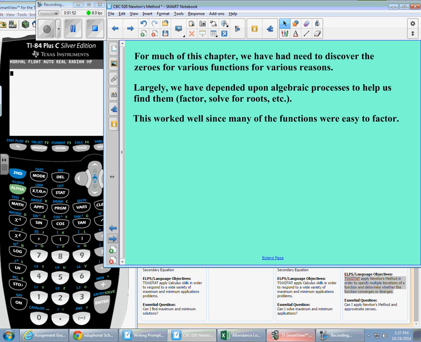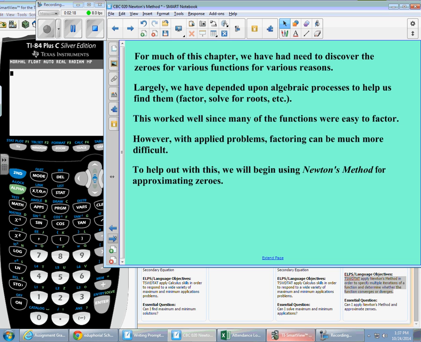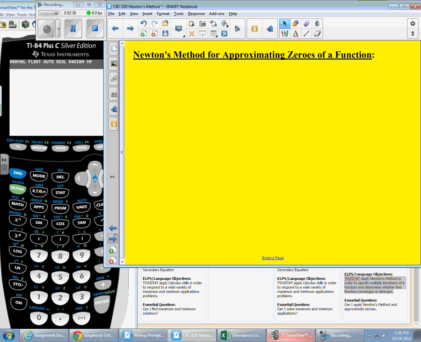Okay, this has been an effective method for us because we have had functions that have been, in most cases, pretty easy to factor, and it hasn't been much of a challenge to solve for the zeros. But we've seen a couple of equations along the way where some of the applied problems can get quite difficult to figure out an attack to actually solve the polynomial that we might have going on. Okay, so to help out with this, we're going to learn about Newton's method for approximating zeros. All right, Newton's method for approximating zeros of a function.